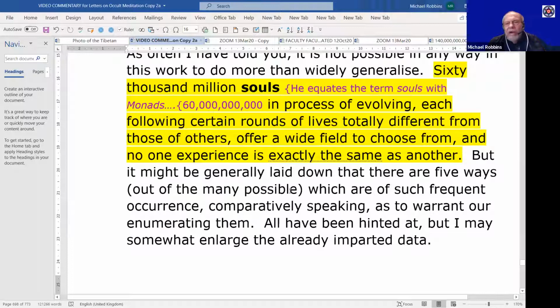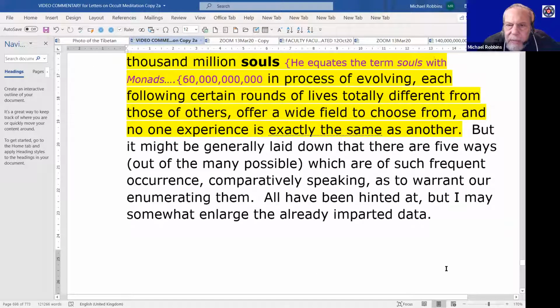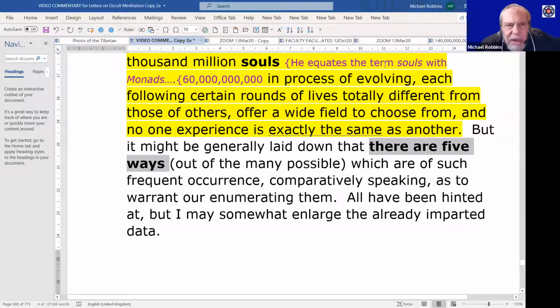So that's a huge variety, and it explains to us why Master DK has to write in generalities. But it might be generally laid down that there are 5 ways out of the many possible, which are of such frequent occurrence, comparatively speaking, as to warrant our enumerating them. All have been hinted at, but I may somewhat enlarge on the imparted data. So I'm going to just emphasize there are 5 ways.